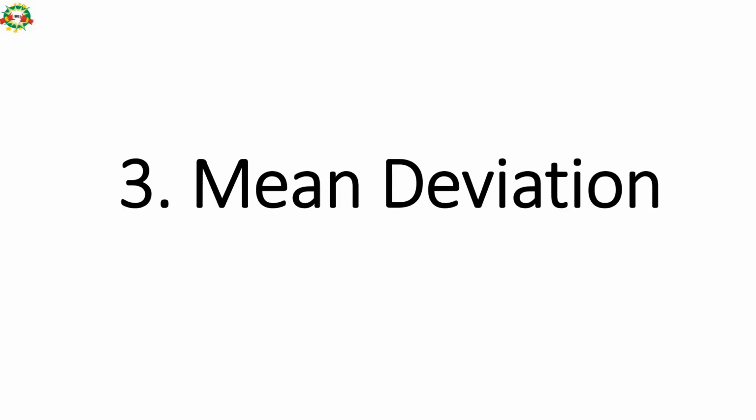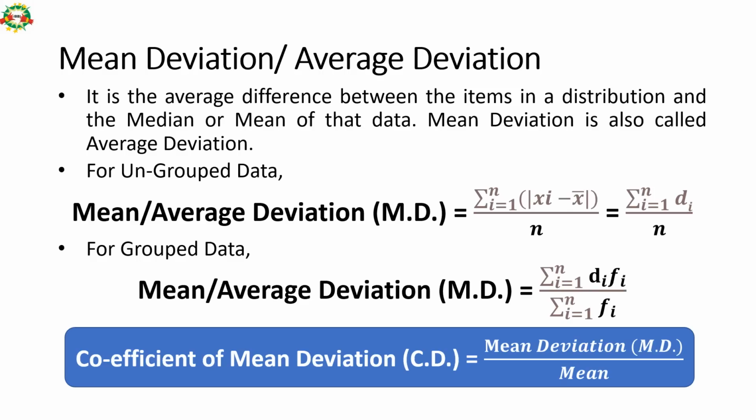The third measure of dispersion is mean deviation. Mean deviation is also called average deviation. Just remember the formulas for this. It is the average difference between the items in a distribution and the median or mean of that data. These are the two formulas for calculation of mean deviation or average deviation.